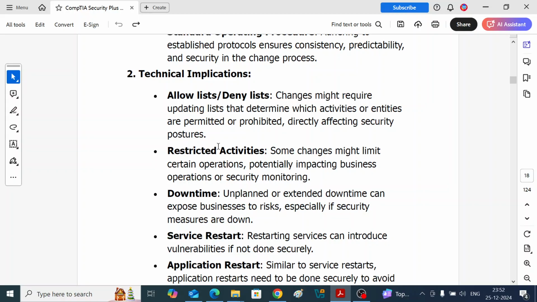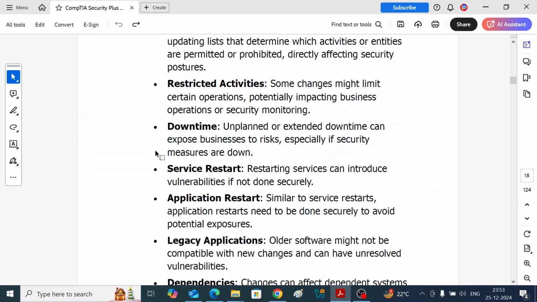And within your organization, you can think of a lot of such stuff wherein there are restricted areas, restricted activities for you. For example, changing the time on your machine, it's not allowed for everyone. I know that I wasn't allowed in a few organizations, but then I was allowed in a few other organizations. So that's restricted. Some changes might limit certain operations, potentially impacting business operations or security monitoring.